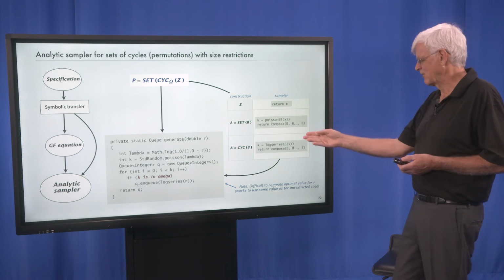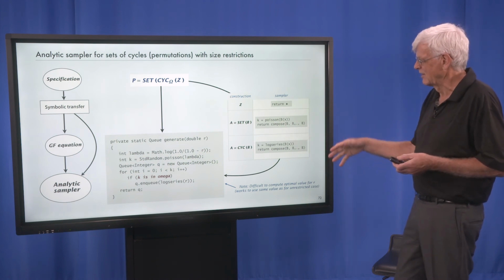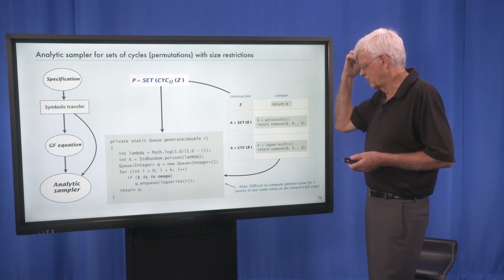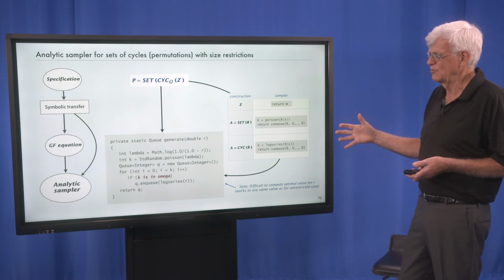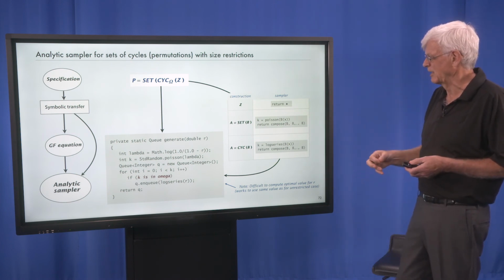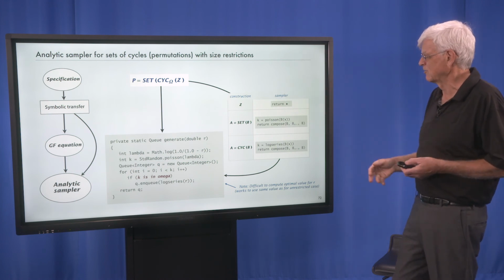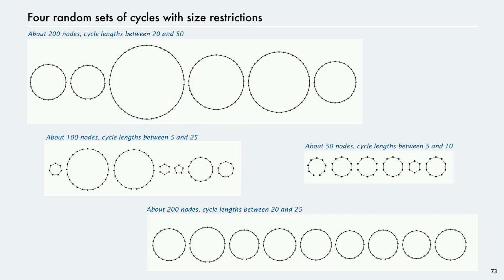Now, there is a difficulty in computing the right value for R in this case with our use of rejection. In this case, it works to use the same values as for unrestricted cases. But in general, that can be a difficulty in applying this method. And so what this allows us to do is generate sets of cycles with size restrictions.